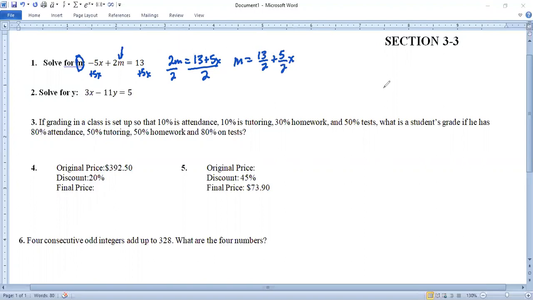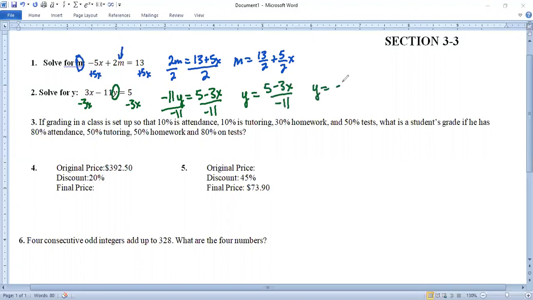Good. Number 2, solve for y. So y is going to be right here. We're going to try to get him by himself. First we have to get rid of that 3x on both sides. So we now have negative 11y equals 5 minus 3x. Divide by a negative 11, divide by a negative 11, and we get y equals 5 minus 3x over negative 11, or we could write that in separate ones, negative 5/11 plus 3/11 x.